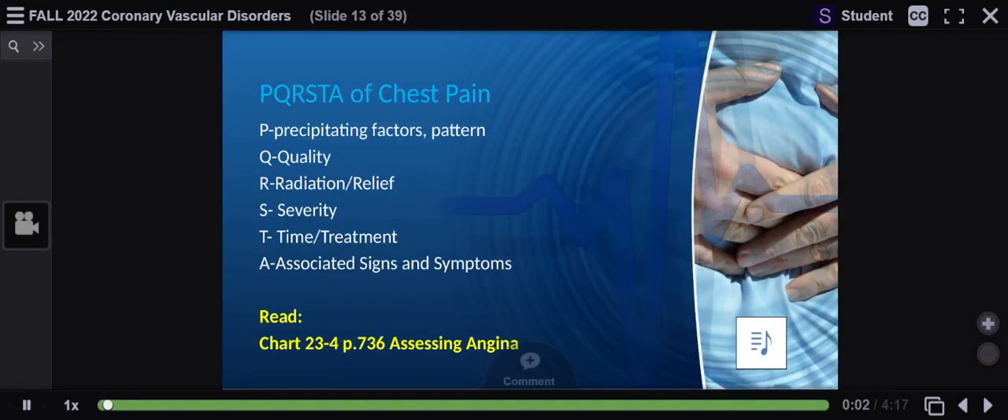History and presentation of pain are significant in evaluating patients with angina. So I have come up here the PQRSTA of chest pain. Remember this mnemonic, as this is assessment for pain perception. It's also a way of assessing chest pain, especially for cardiac patients. I added an A in here, which means associated signs and symptoms.